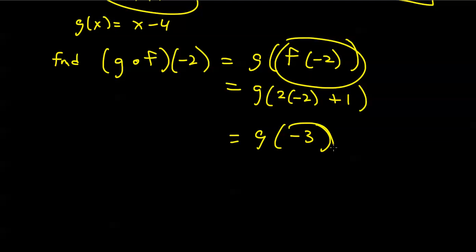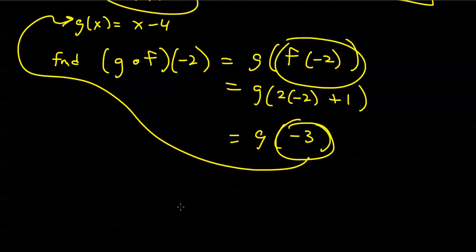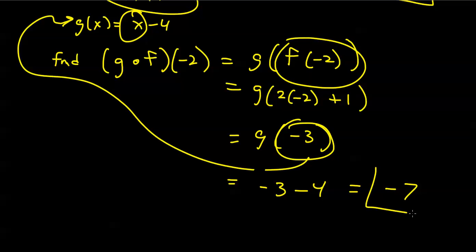So then minus 3 now becomes the input for the g of x operator. So g of minus 3 is going to be, let me just plug it in, minus 3 minus 4, plugging in minus 3 for x here. And of course, the final answer there is minus 7. Alright, so that's function composition again at a particular value of x.